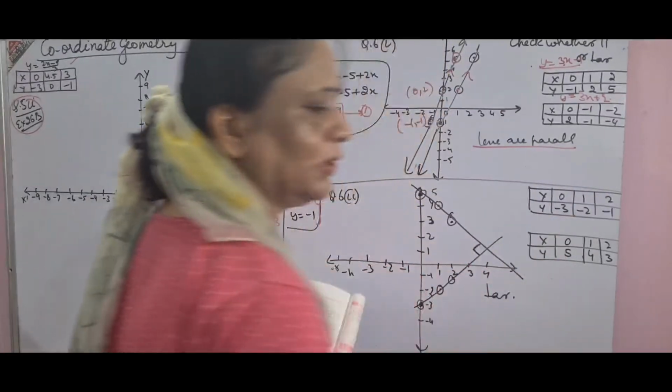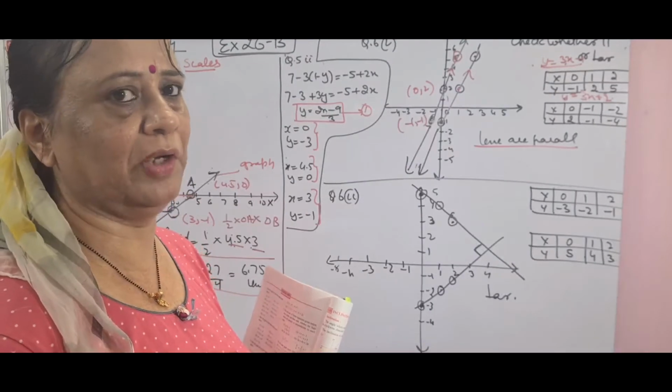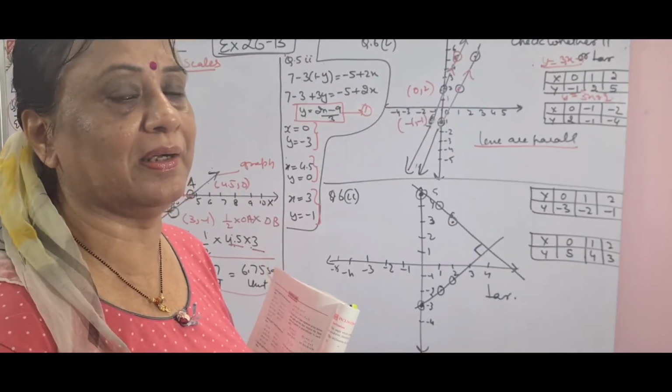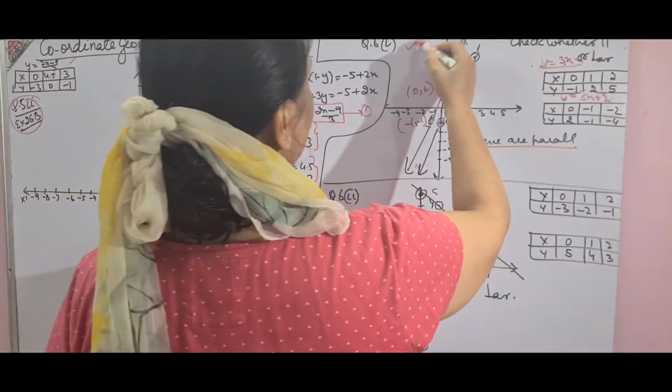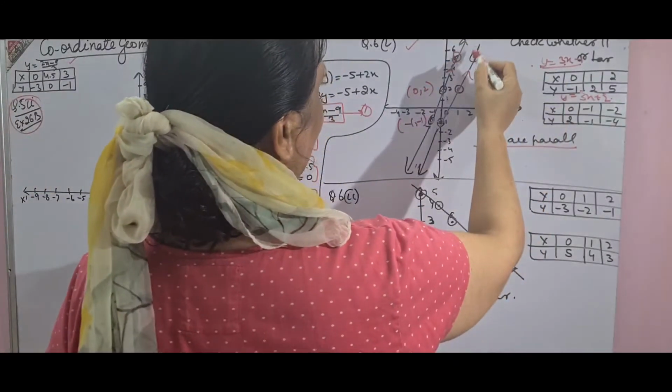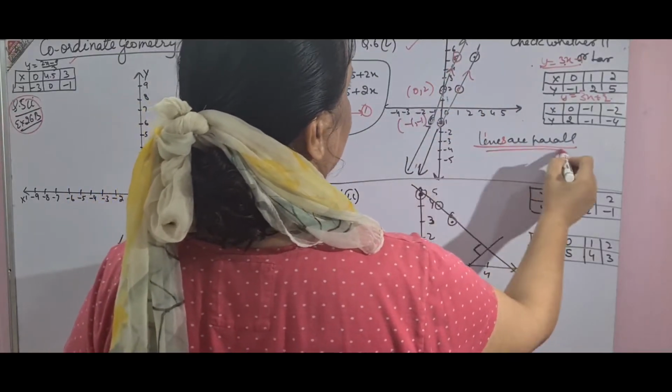They have asked the question that the pair of equations has been given and you just find out whether these lines, when plotted in the graph, are parallel or perpendicular. So question number 6, first part, I have solved it and my lines could not intersect anywhere, so the lines are parallel. This is your answer.